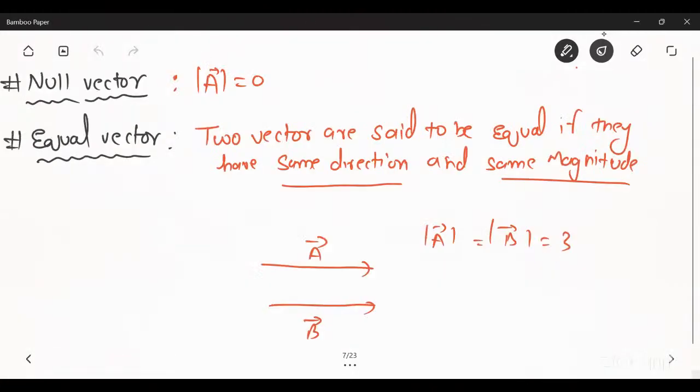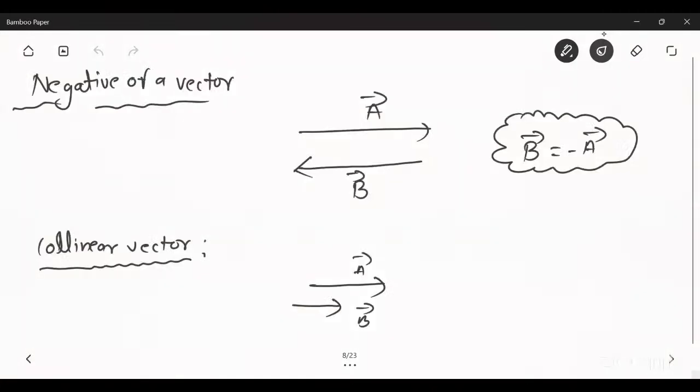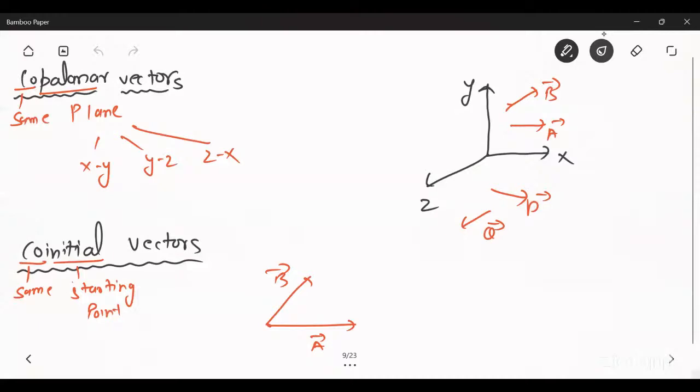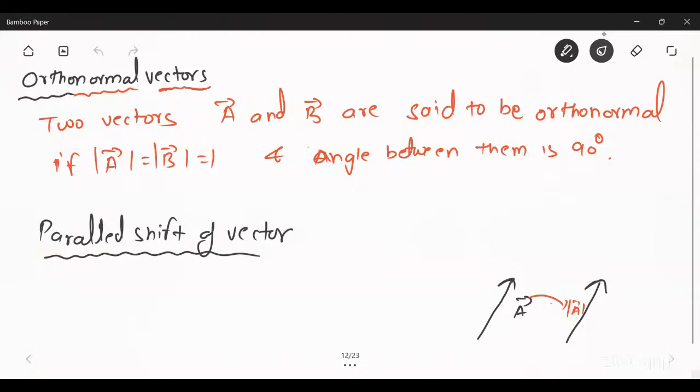Next we see the null vector. A null vector is a vector which has a magnitude of 0. Equal vector means two vectors are said to be equal if they have the same direction and the same magnitude. Next is the negative of a vector. Negative of a vector means if you take the direction opposite to that vector, we call this the negative of a vector. And next is collinear vector. Collinear vectors are those which are in the same direction. Co-planar vectors are those vectors which are on the same plane, and co-initial vectors are those which have the same initial point.